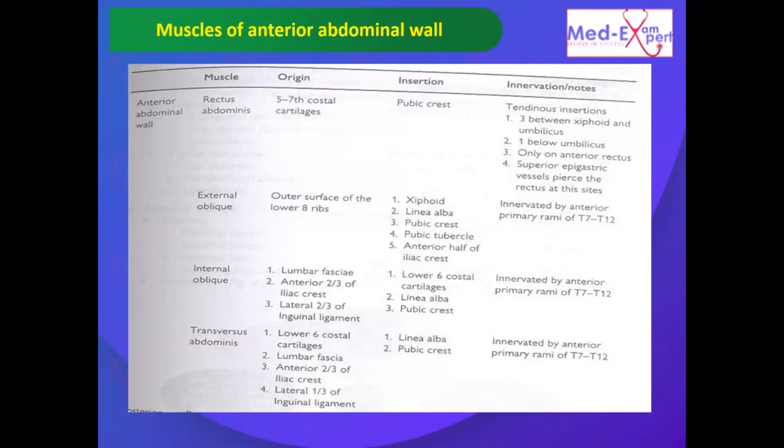Please bear in mind that these three lateral muscles are innervated by the anterior primary rami of T7 down to T12. The transversus abdominis is the third, innermost muscle. It originates again from the lower 6 costal cartilages, the lumbar fascia, the anterior 2/3 of the iliac crest, and the lateral 1/3 of the inguinal ligament, and it is inserted in the linea alba and pubic crest.